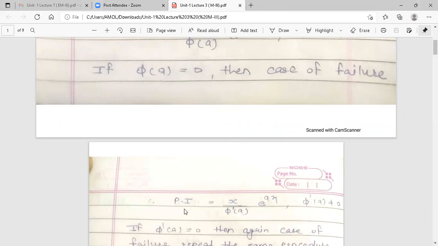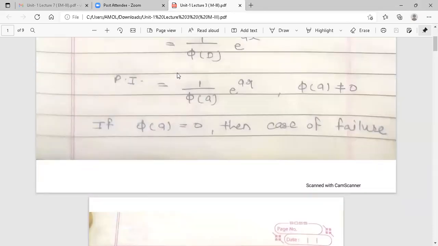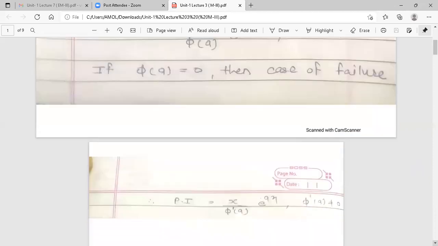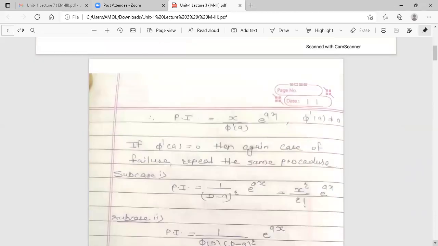Then the formula is PI is equal to, you multiply in numerator by x and then take the derivative of denominator. Your denominator is phi of D. You take the derivative of denominator, means derivative will be phi dash of D. And after taking the derivative of denominator, you replace that D by a. And so the term will be phi dash of a. And the function as it is, e raised to ax. So your PI is x upon phi dash of a into e to the power ax.